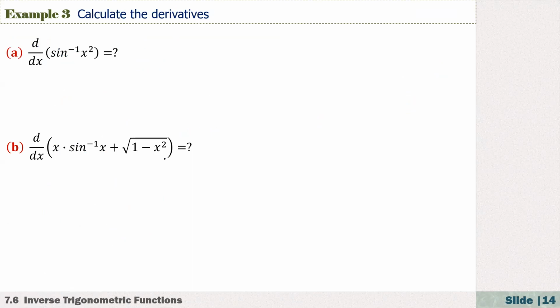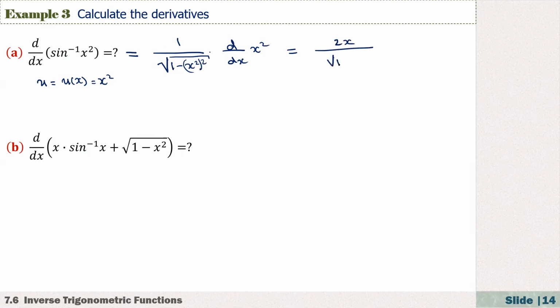So what is the derivative of this function? Now here, first, let's just identify this u. U is x squared, right? So the derivative of this function is equal to 1 over square root of 1 minus u squared, and our u is x squared. So now I need to differentiate u with respect to x. The derivative of x squared is 2x, over square root of 1 minus x to the power of 4.